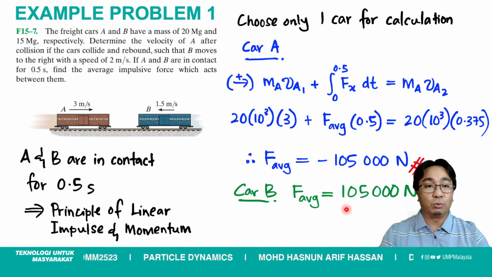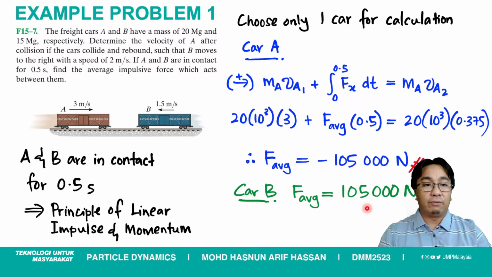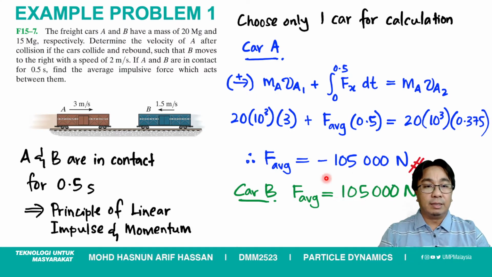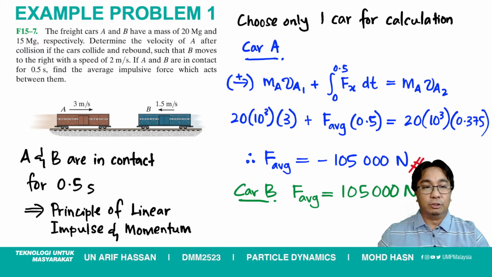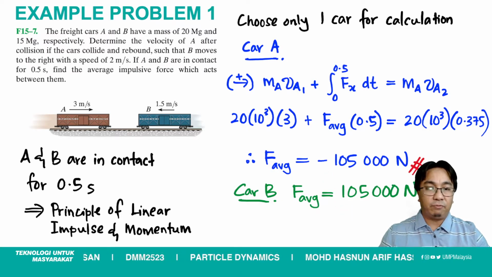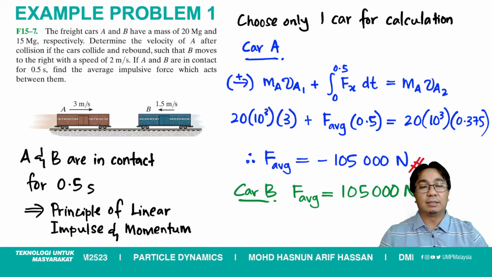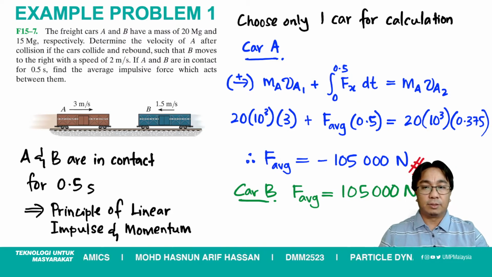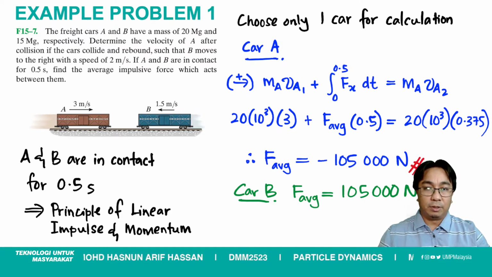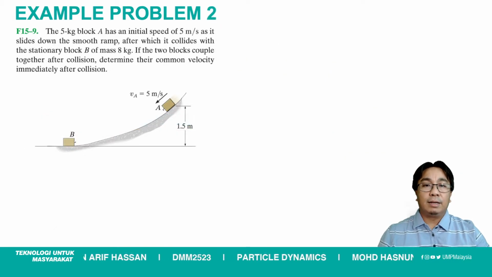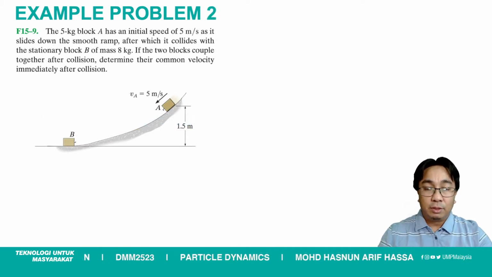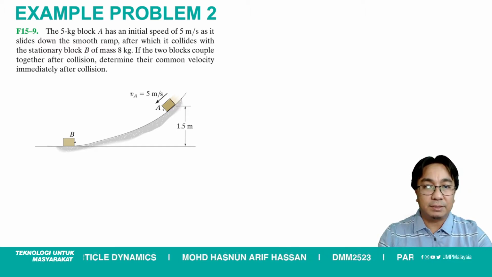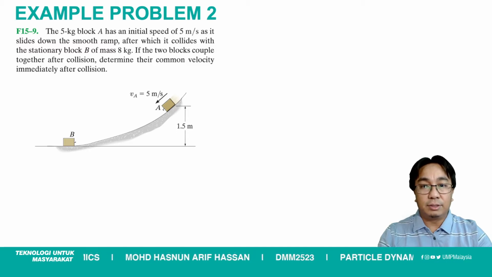Okay, so if you go ahead and calculate for car B, do the same thing, you will get F average is equal to positive 105,000 Newton. So this proves that the action and reaction occurs during the impact and the same force but in the opposite direction is applied on both objects. Okay, so that is for example problem number 1. Let's look at example problem number 2. 5 kg block A has an initial speed of 5 meter per second as it slides down the smooth ramp.